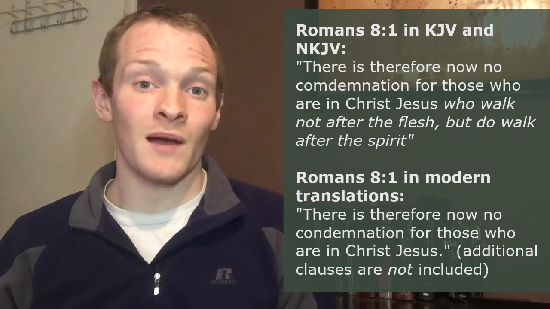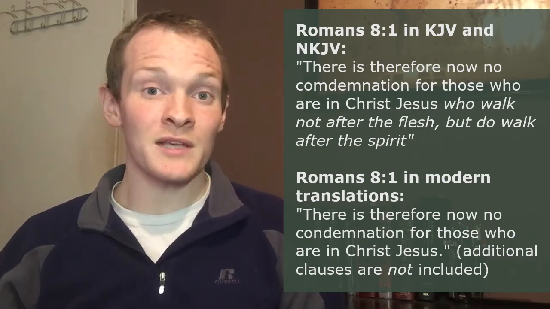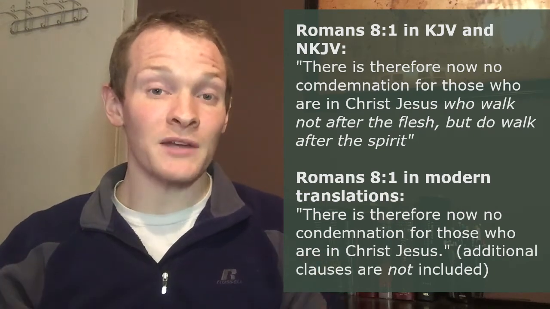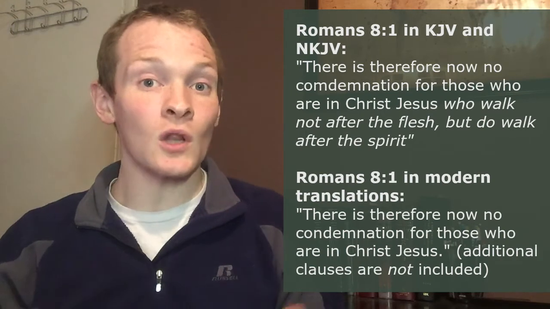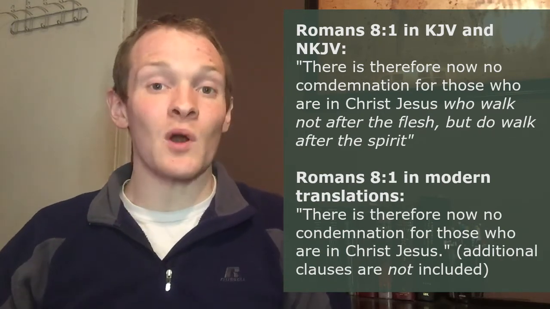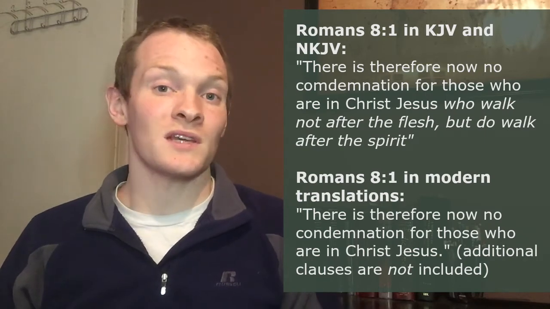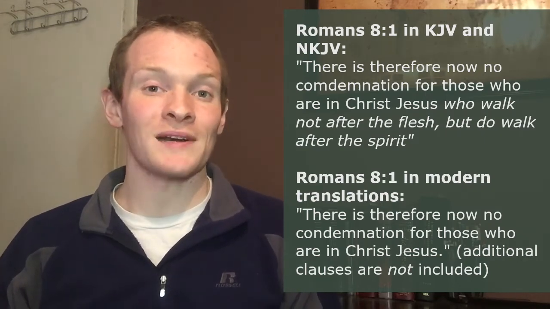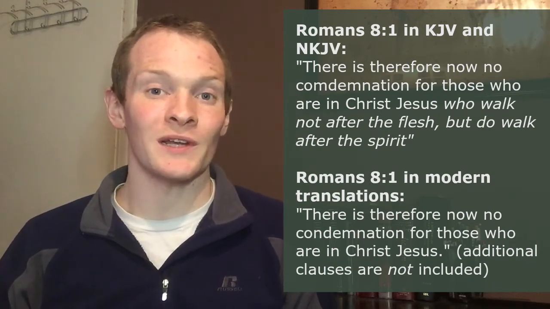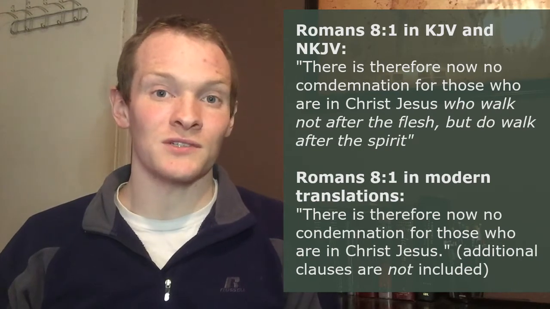Now, the King James Bible was translated from the Textus Receptus, which is a Greek text based upon the latest manuscript evidence. Not the earliest ones, but the later ones. These are the ones that are longer and more full. But when we examine all the manuscript evidence, the earliest witnesses do not say what the King James Bible says there. The earliest witnesses simply say, "There is therefore now no condemnation for those who are in Christ Jesus." And that is what we find in all the modern translations of the New Testament.